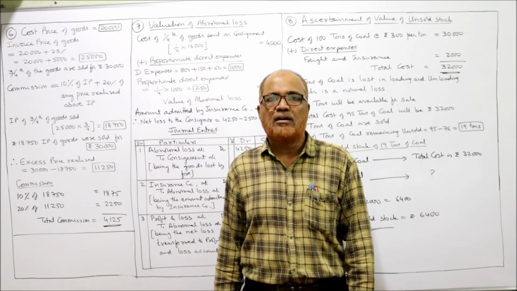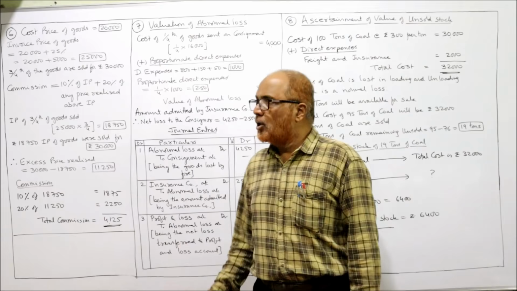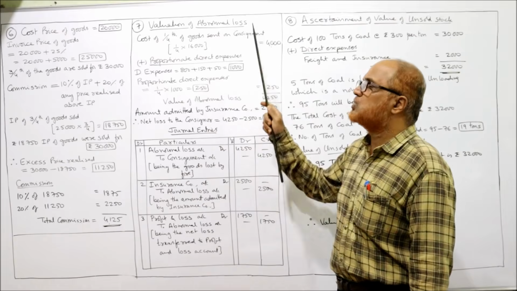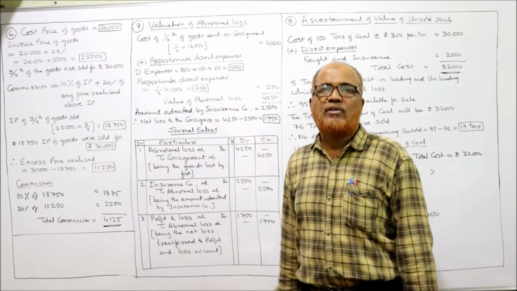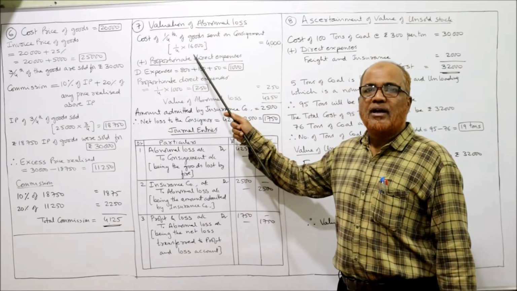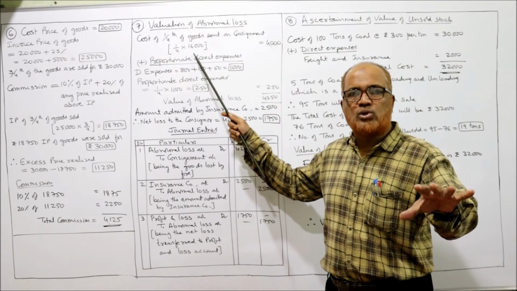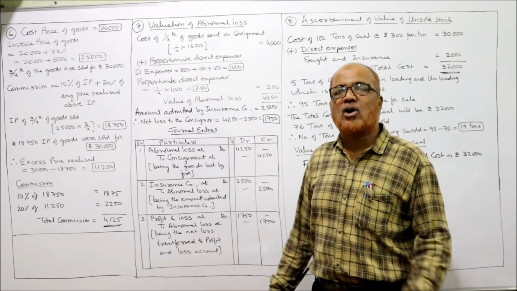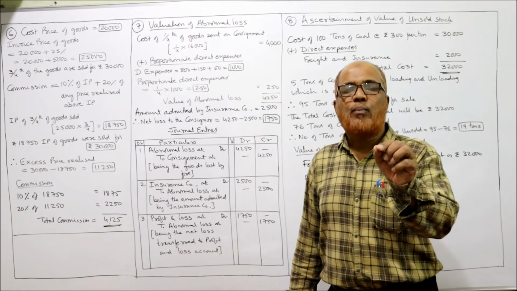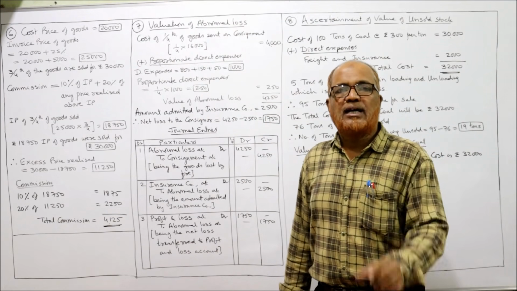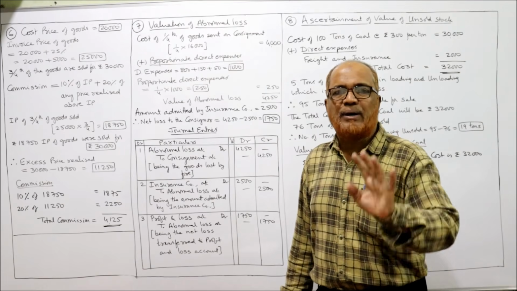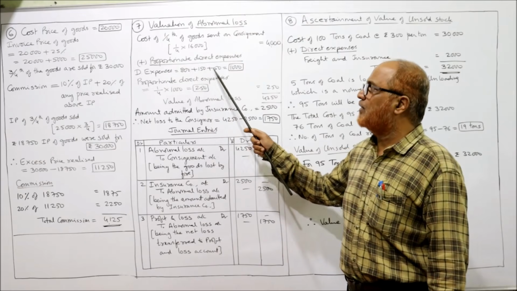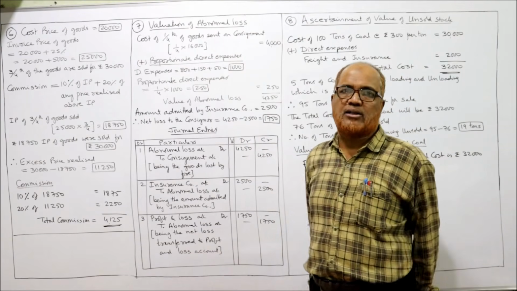Prajwal is the consignor regarding this abnormal loss. So first of all we calculate the value of abnormal loss. Valuation of abnormal loss: cost of 1/4 of the goods sent on consignment. What is the total value of the goods sent? 16,000. 1/4 of the goods is lost. So 1/4 of 16,000, 4,000 is the cost. To this we add proportionate direct expenses. The direct expenses are all the expenses incurred by the consignor on freight, insurance, etc. So direct expenses are 800 plus 150 plus 50, 1,000 rupees.